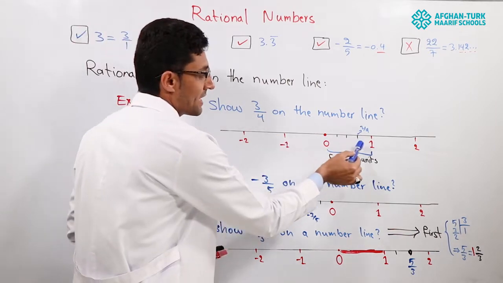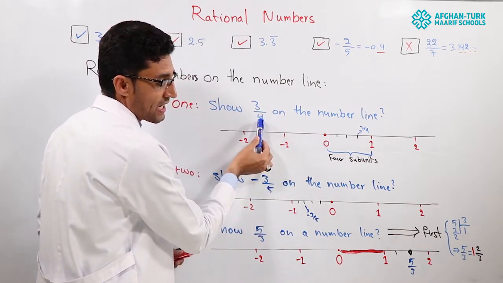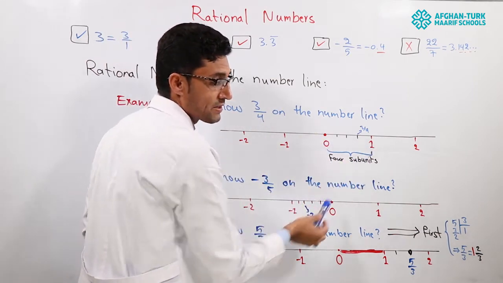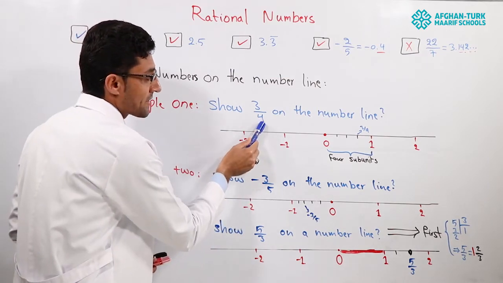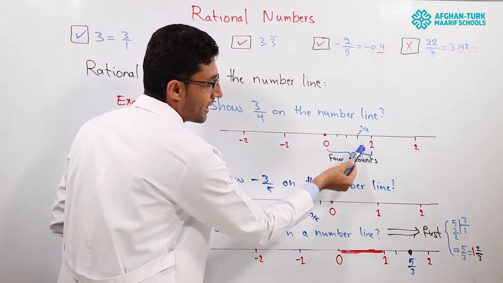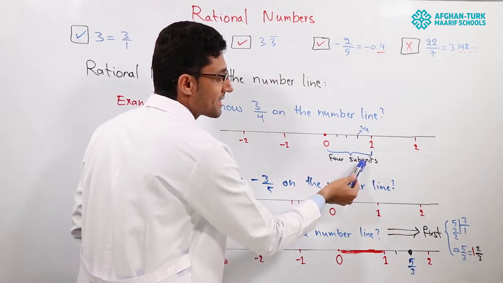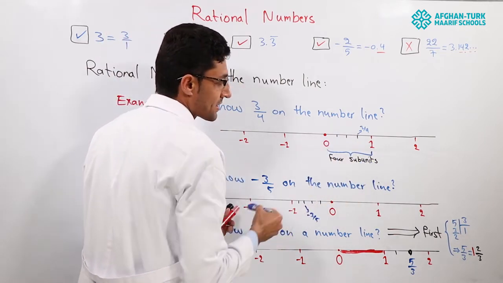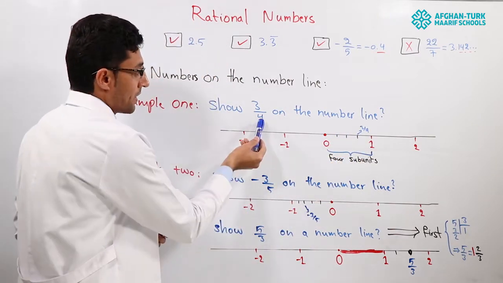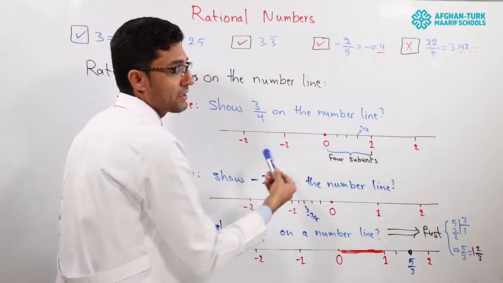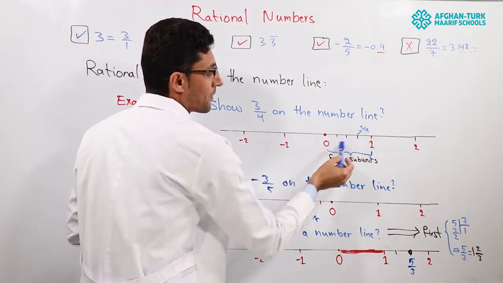If it is less than 1 and positive, it means that this rational number is between 0 and 1. Now, because the denominator is 4, we have to divide from 0 to 1 into how many parts? Yes, 4 subunits or 4 parts. Part 1, part 2, part 3, and part 4. How many parts should we take? 3. It means 3 over 4 is here.